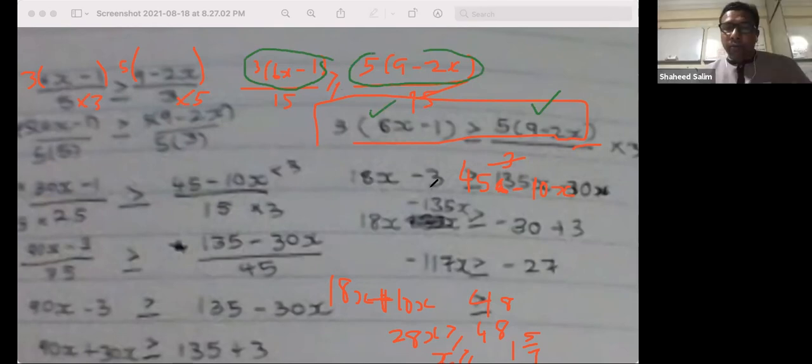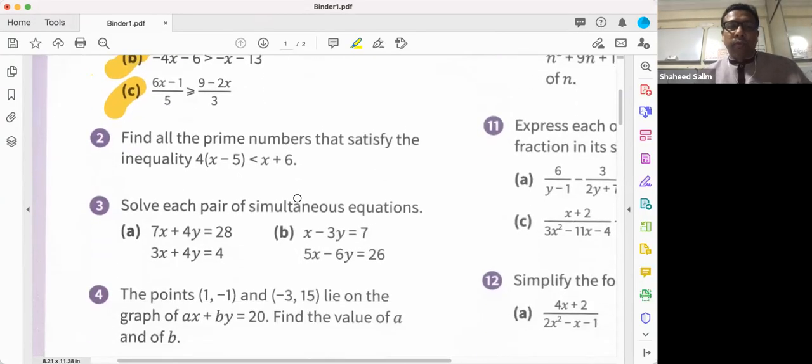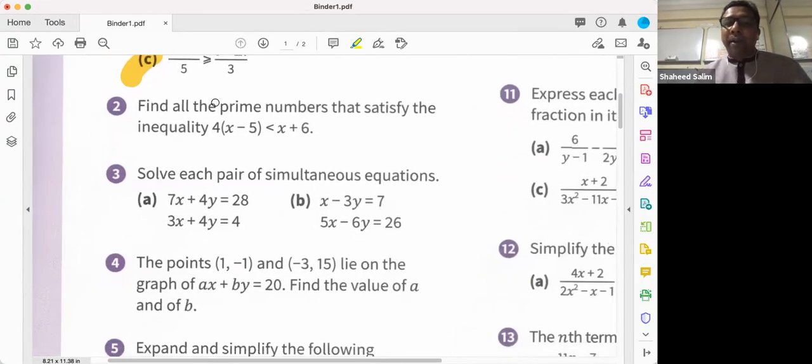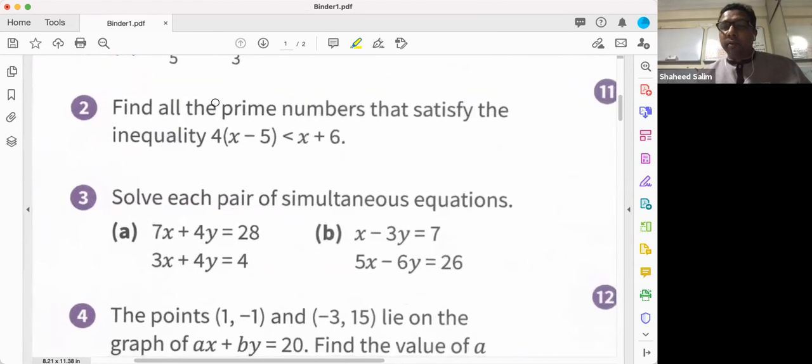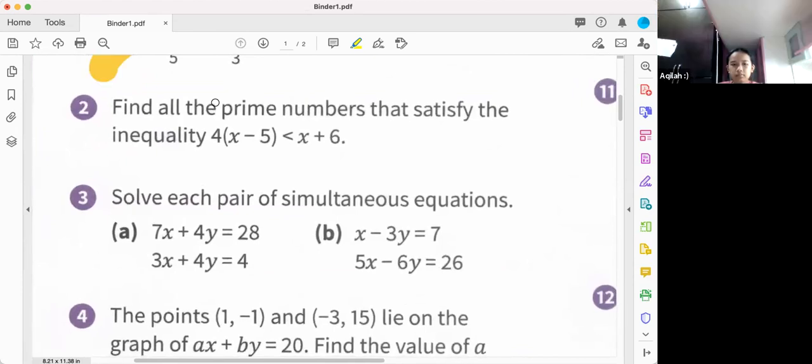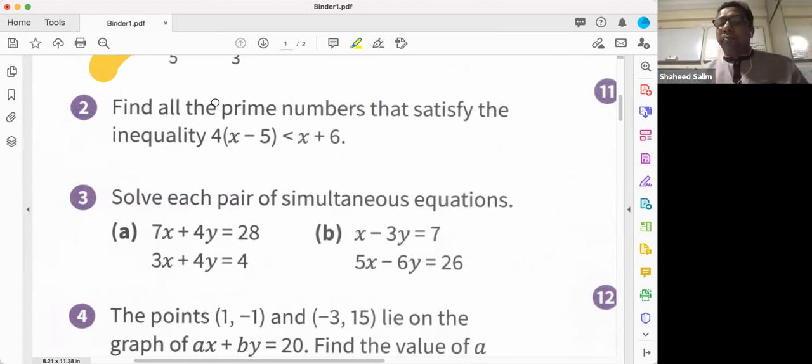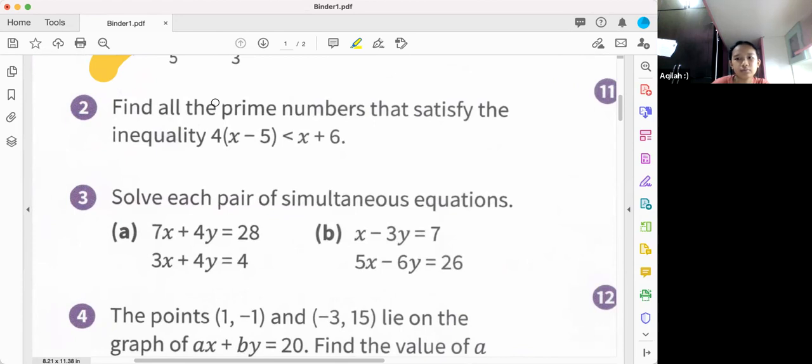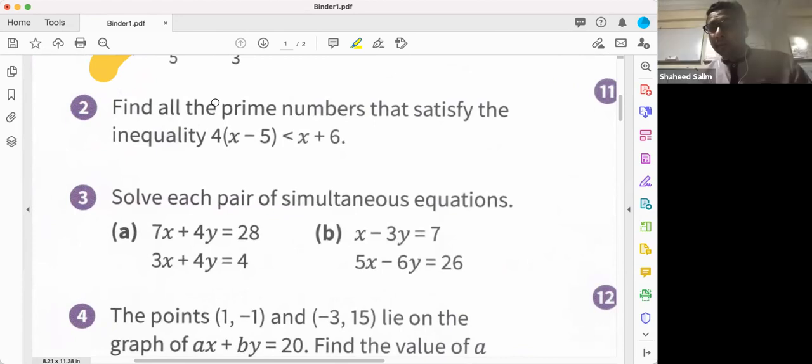So we go back to the next one. You try now, question number 2. You know what prime numbers are, right? Numbers that can be divided by 1 and itself. Can you give me an example of a prime number? 2. Okay. Is 1 a prime number? No, yes. Because 1 can divide by 1 and itself, and 1 itself is the same thing. So it's not.